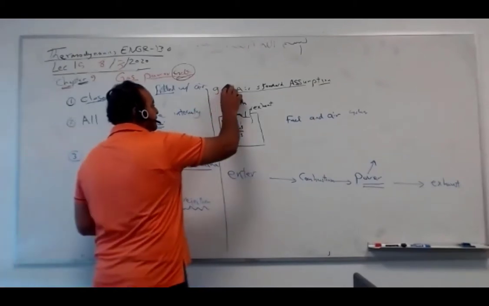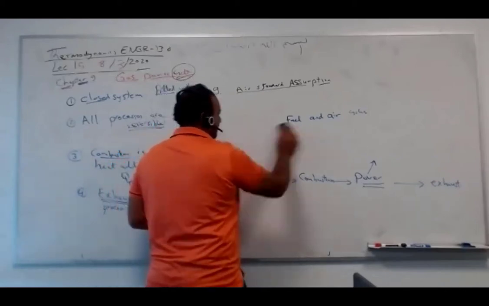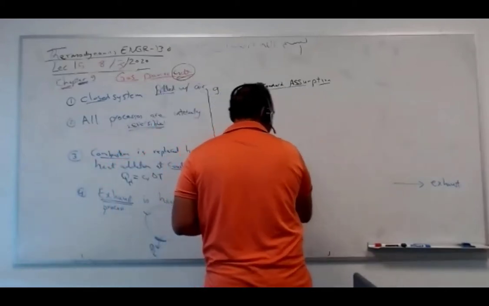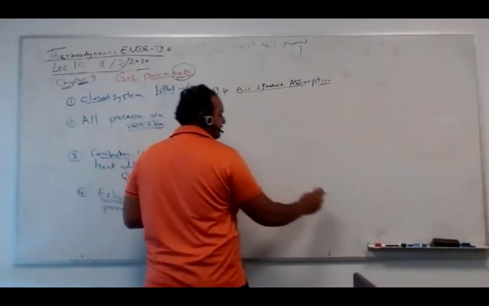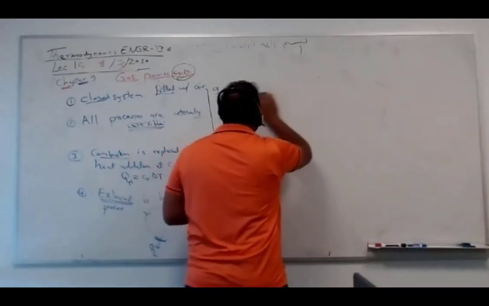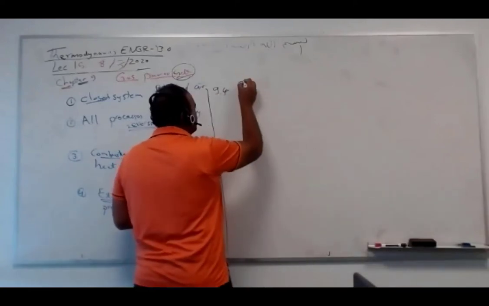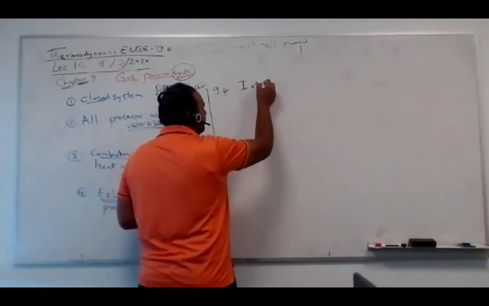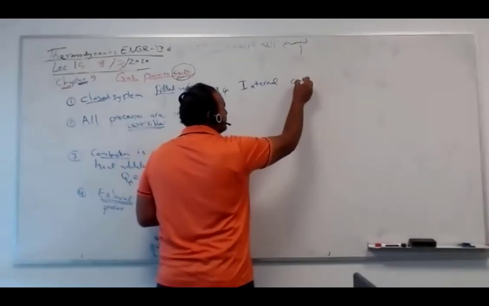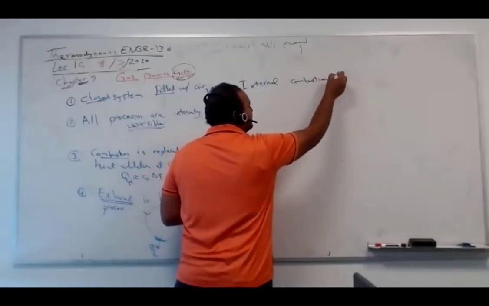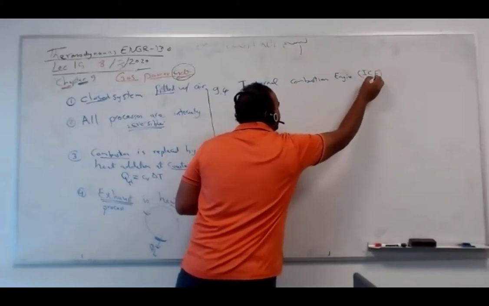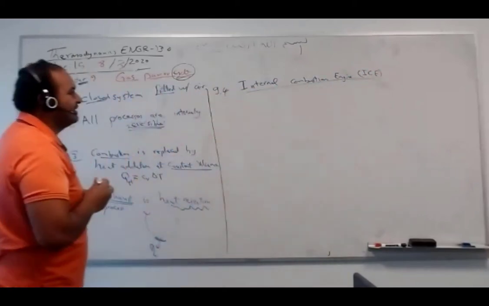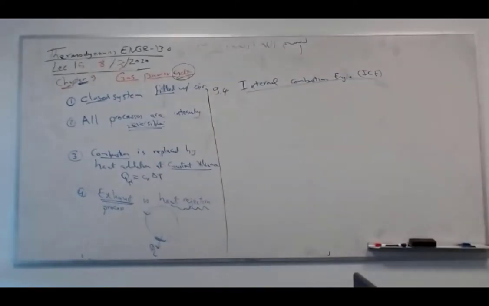Section 9.4, ICE, internal combustion engines. ICE, 9.4. It's ICE, internal combustion engine. Remember the police, ICE police for immigrants? Remember that. So internal combustion engine, ICE.